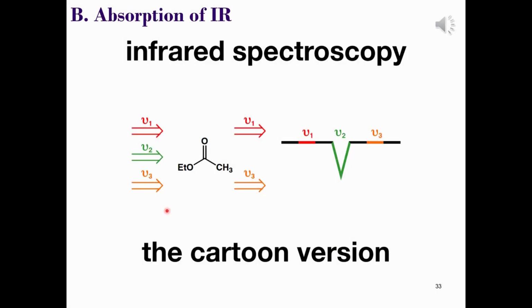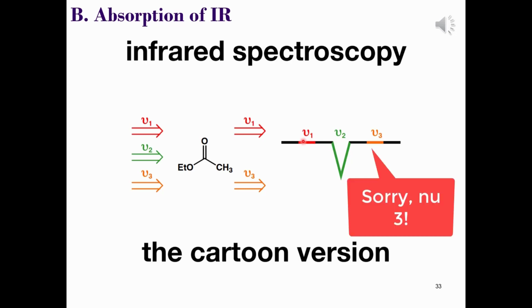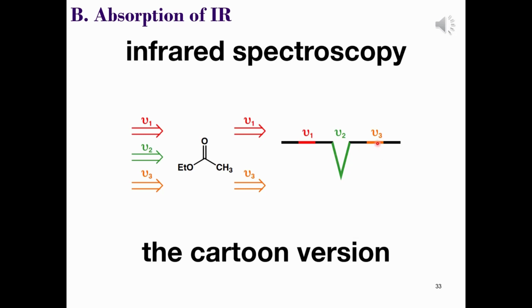So as a quick cartoon model here, when we hit this molecule with a continuous range of IR radiation, then depending on the chemical makeup of this molecule's bonds, certain bonds will absorb certain wavelengths of energy. Thus, by observing the wavelengths that are missing, i.e. transmitted, like those with frequencies nu1 and nu2, we gain insight into what bonds are in the molecule.